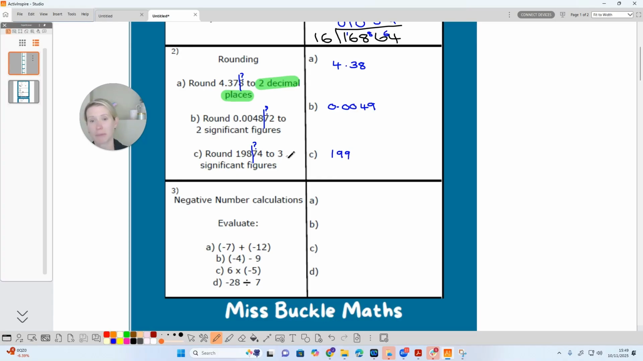Now, we have to keep the place value of the 1, the 9, and the 8. So the 1 is in the 10,000s column, the 9 is in the thousands column, and the 8 is in the hundreds column, and they have to remain the same. So we need these placeholders, the zeros after it, to make sure that it remains the same. So 19,900 is our answer.